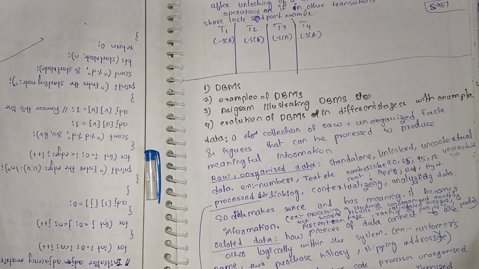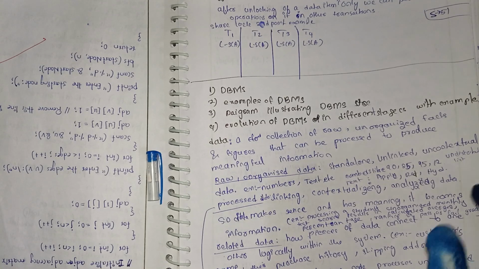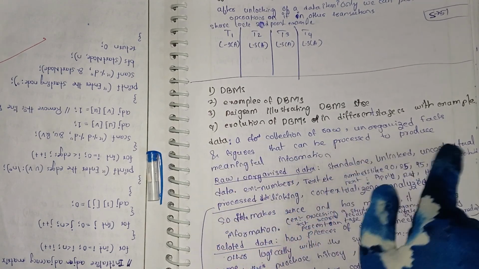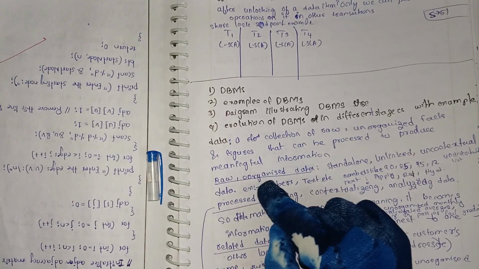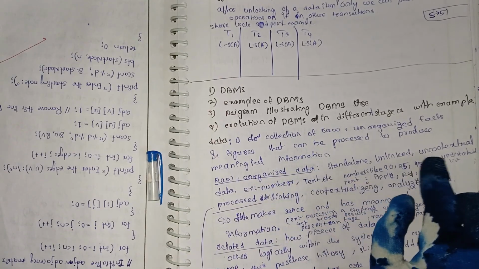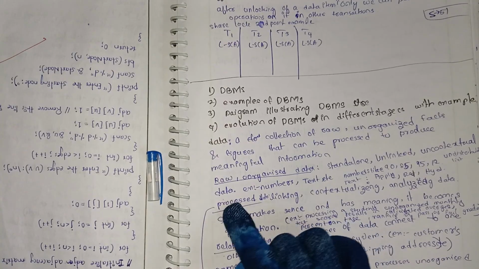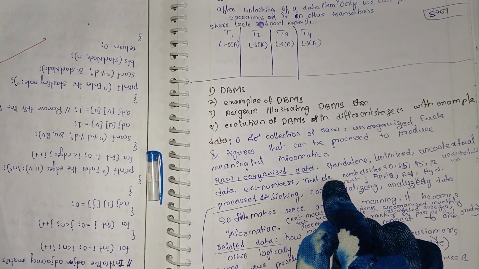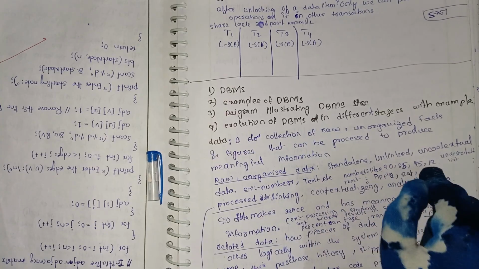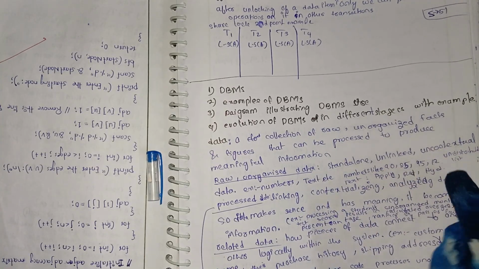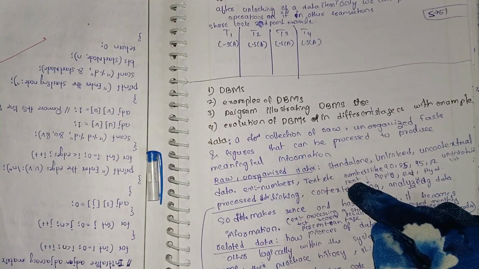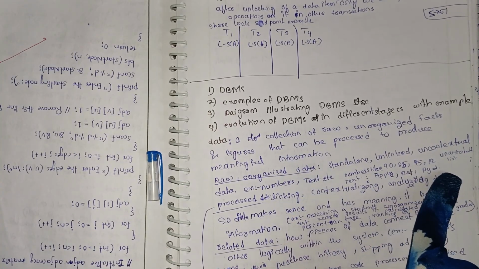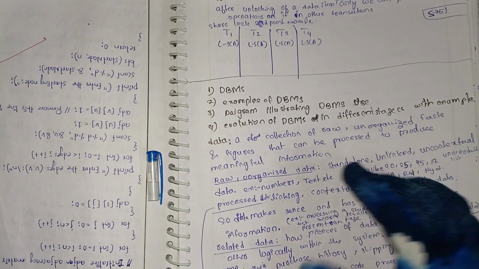Okay, so here collection of raw unorganized facts and figures that can be processed to produce meaningful information. Raw unorganized data means standalone unlinked contextual data. Example, numbers, text. Numbers like 90, 85, 95, 12, any number, that is undistributed list. And text, apple, red, Hyderabad, any random word.